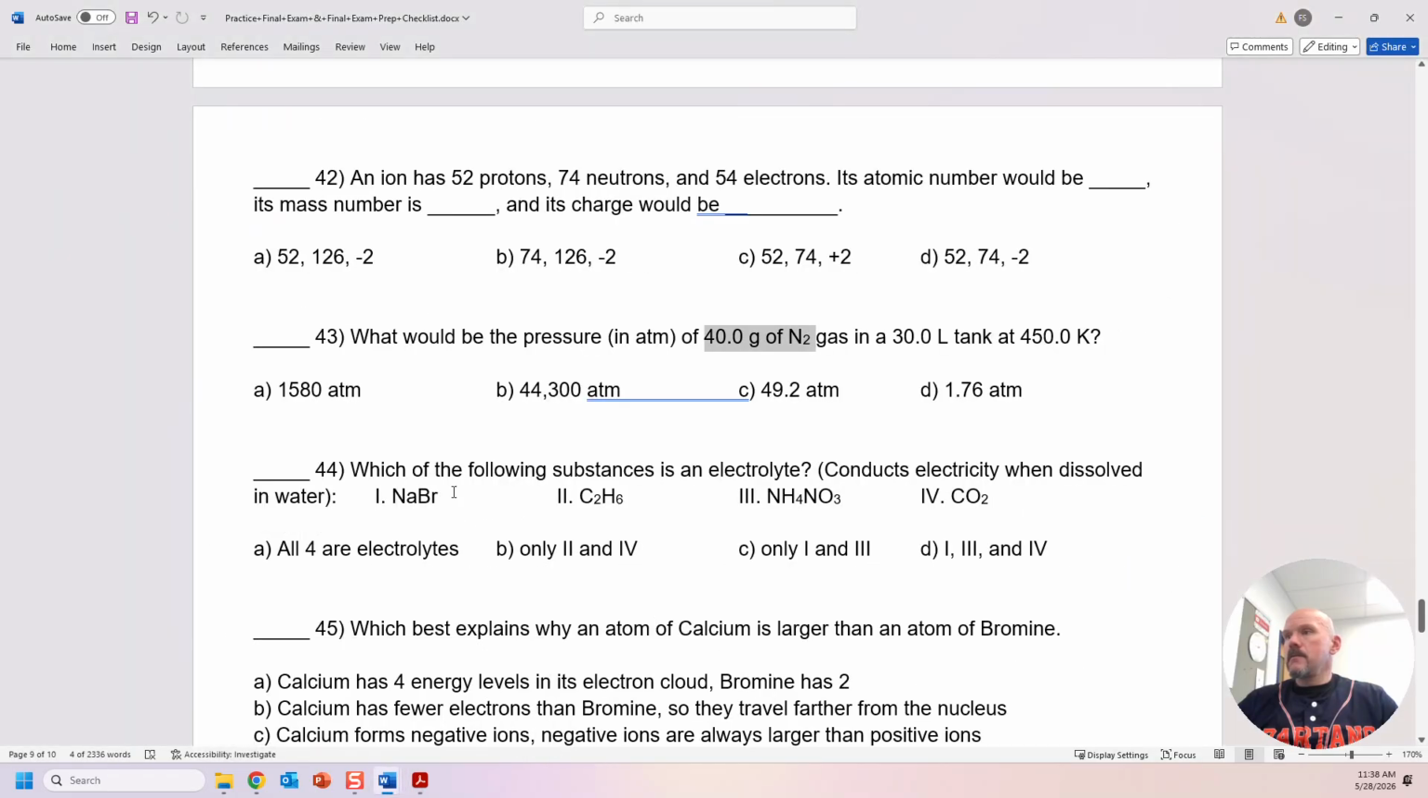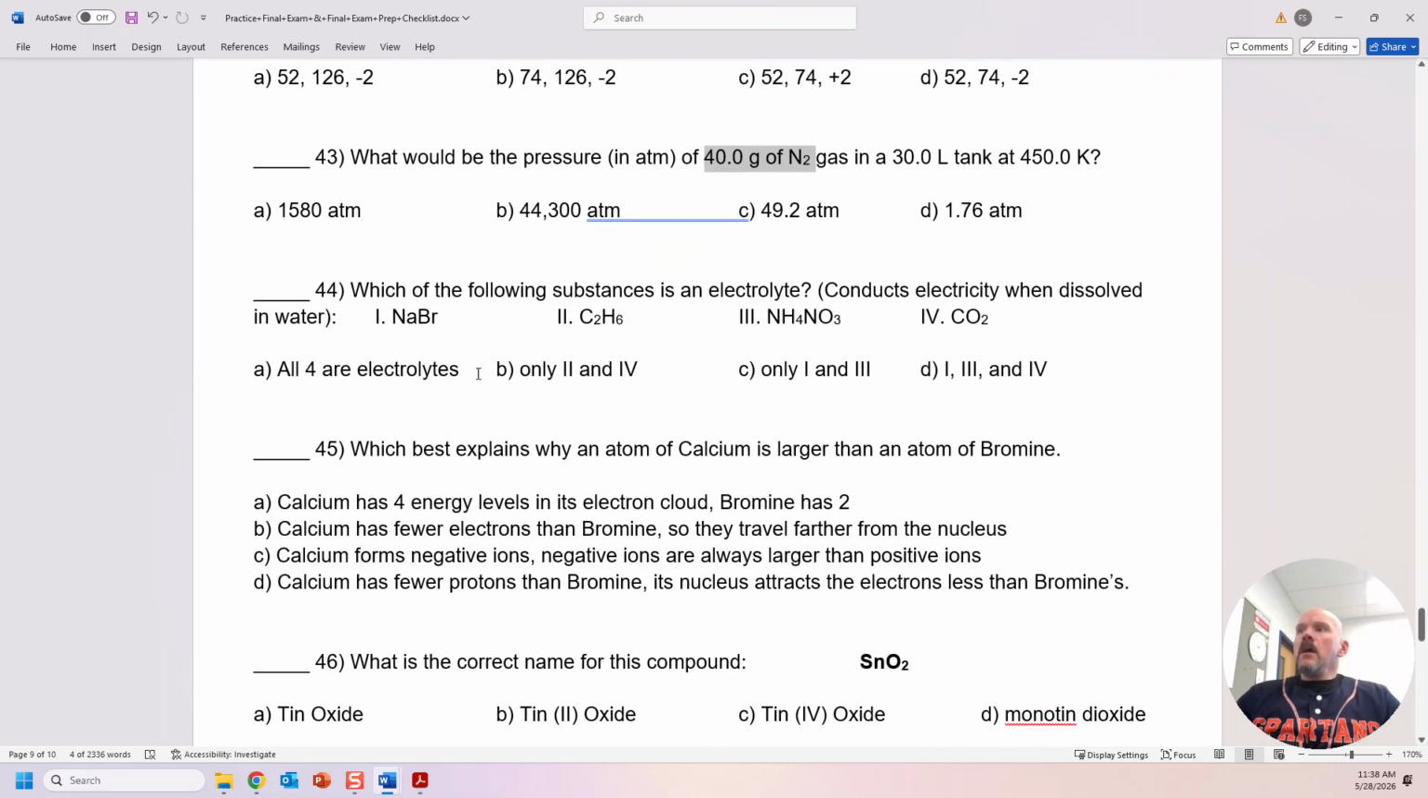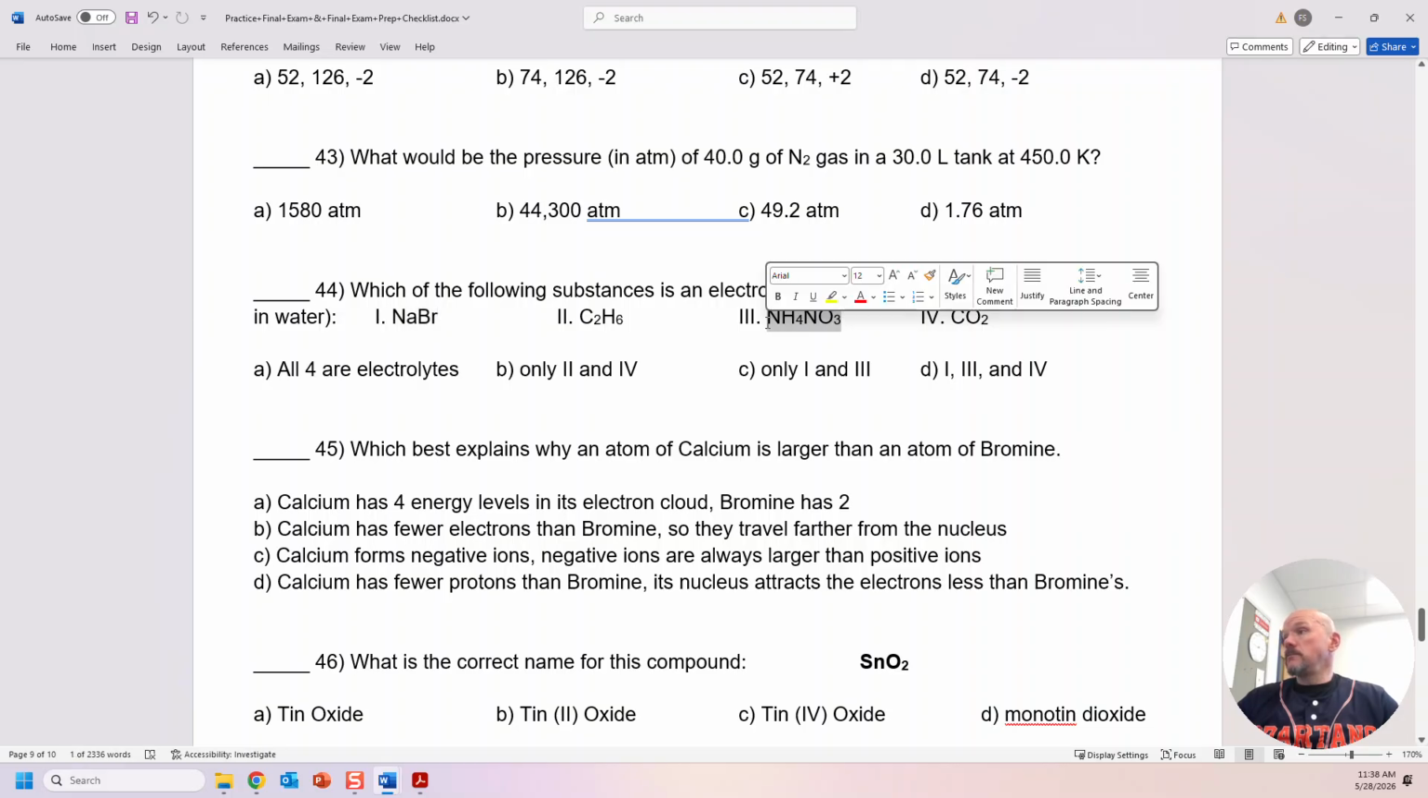Okay. We'll keep going. Which of the following substances is an electrolyte? Conducts electricity. So salts and acids, right? Whether it's weak or strong. Remember, weak acids are weak electrolytes, but that doesn't really matter. It's an electrolyte. So here's a salt, and don't forget that's a salt. So those two.